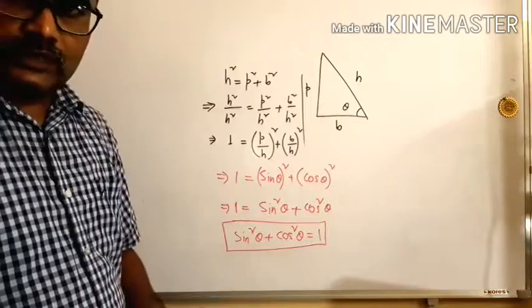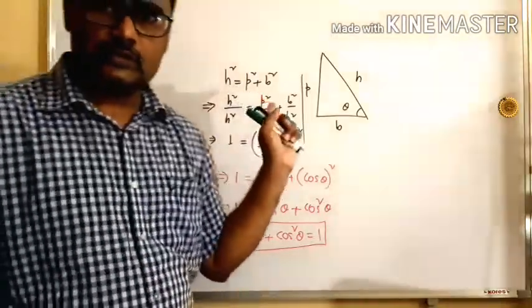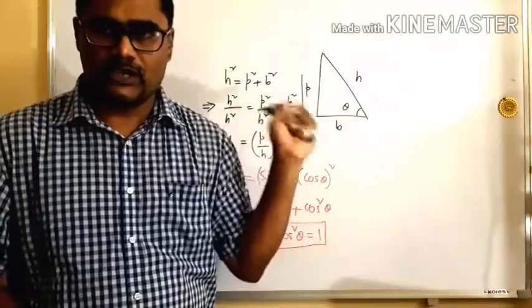Now, as I told you, we'll do the same experiment here, but this time we'll choose either P or B because we are done with H.